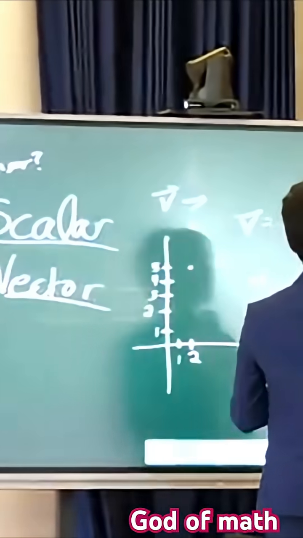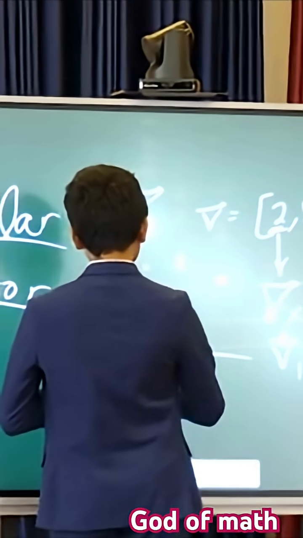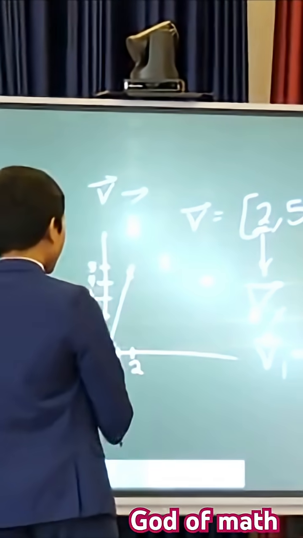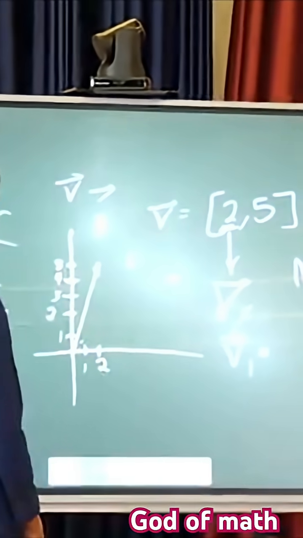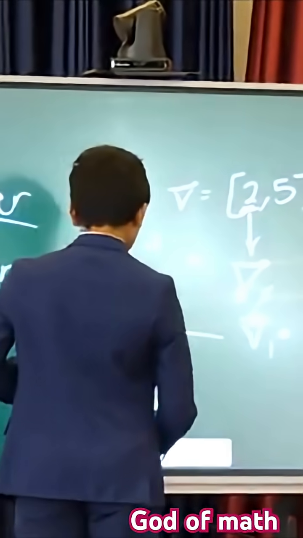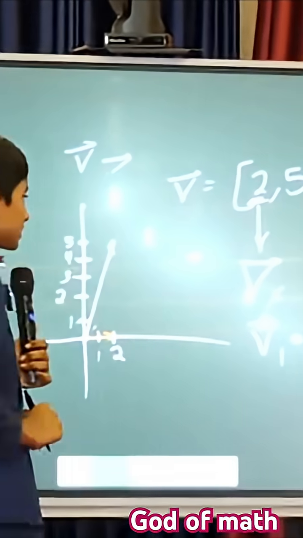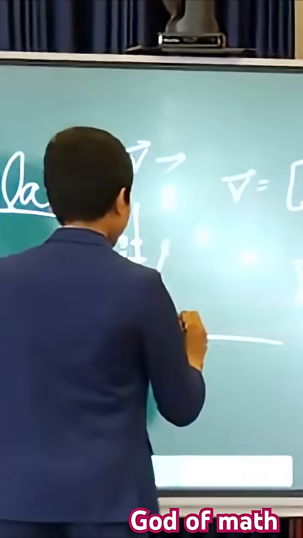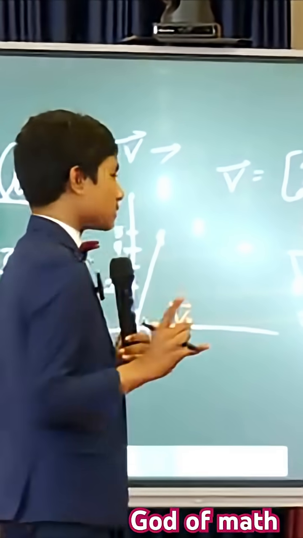Alright, sure. So, we have this vector right here, which goes 2 in the x direction and 5 in the y direction, right? So, then, if we want to access the x direction, we just have this component right over here, Vx. And here's what we're going to do, actually.